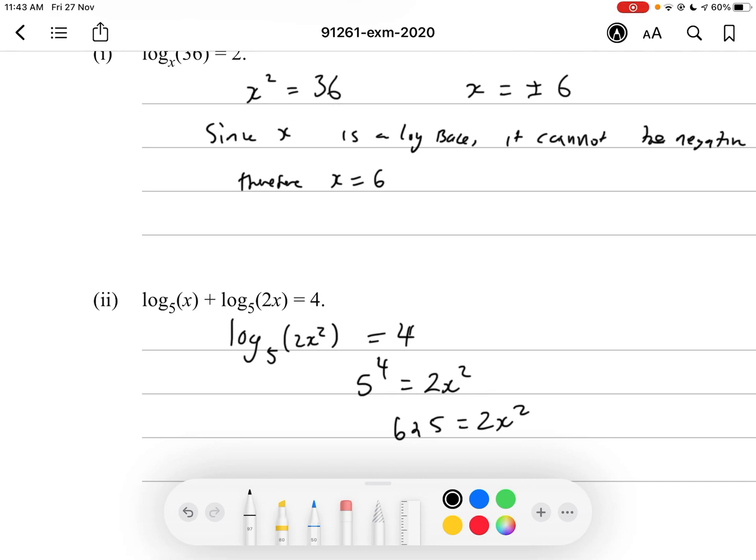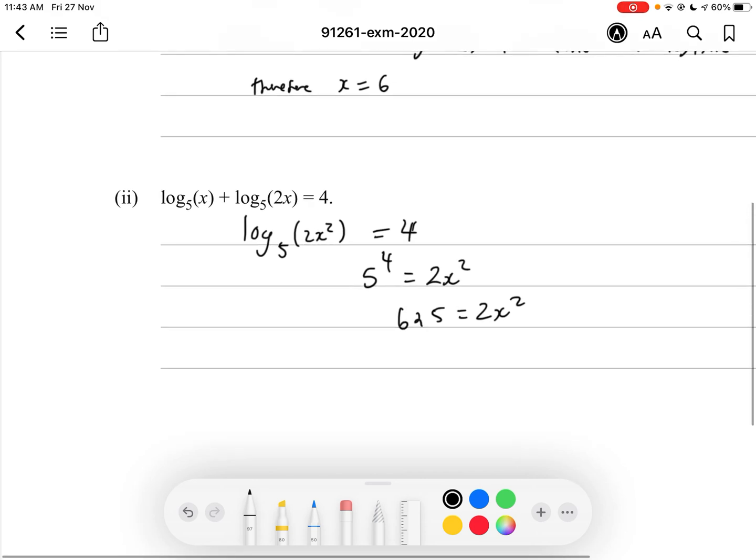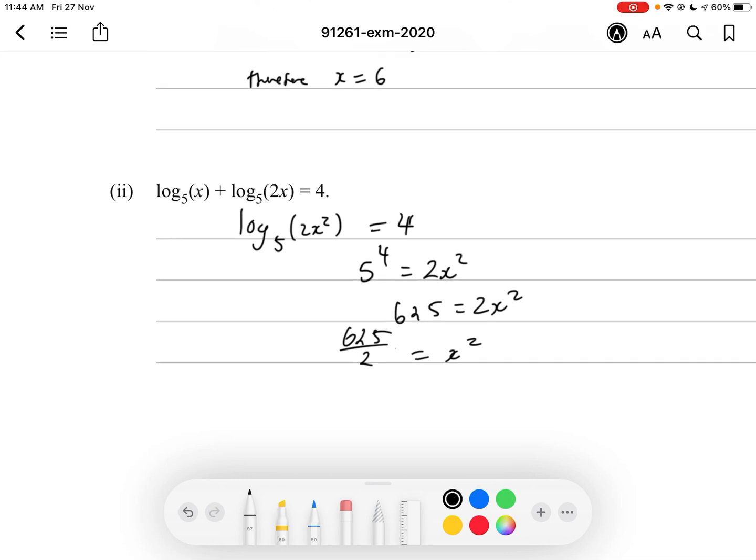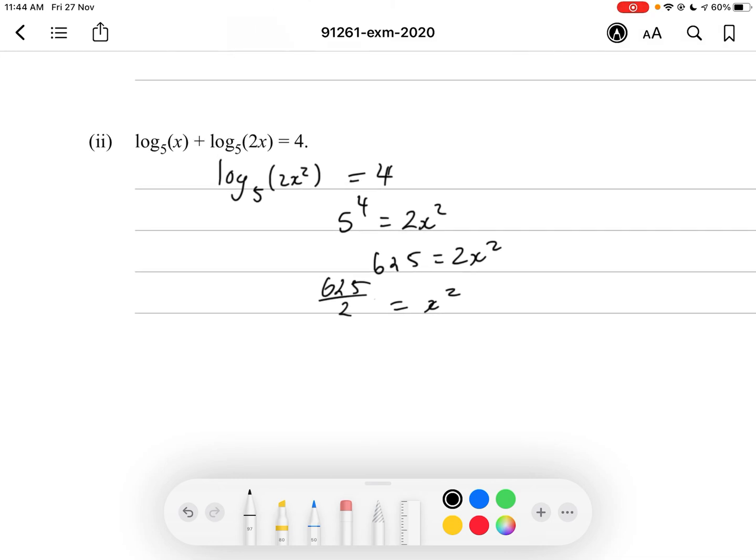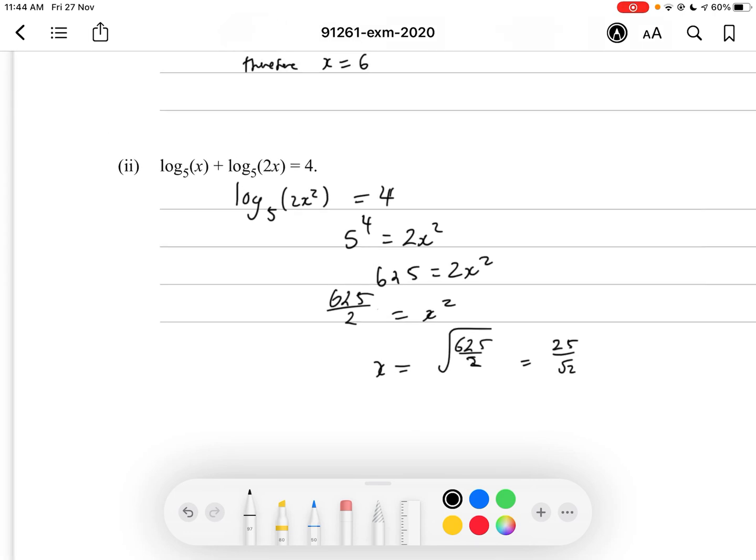Okay, so we divide both sides by 2. So we have 312.5. Okay, we don't like decimals. We'll put it in a fraction. So 625 over 2 equals x squared. Therefore, x equals the square root of everything. So the square root of 625 over 2. The square root of 625, that's 25 over root 2.